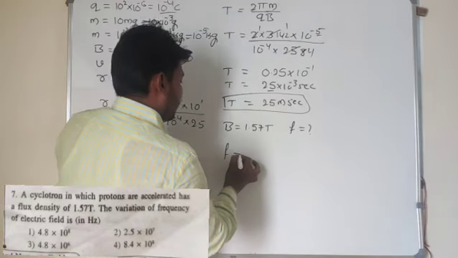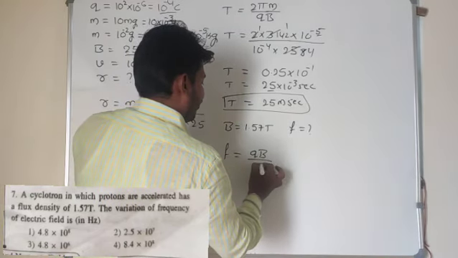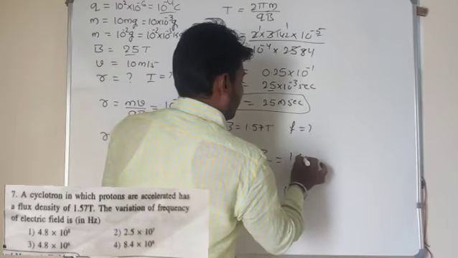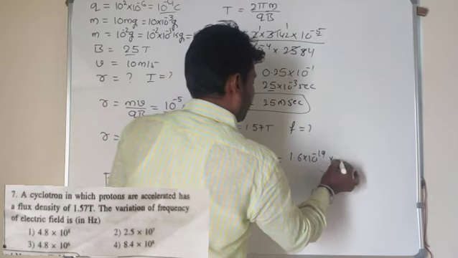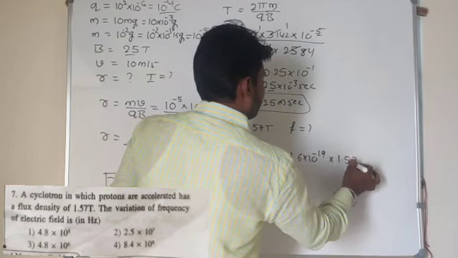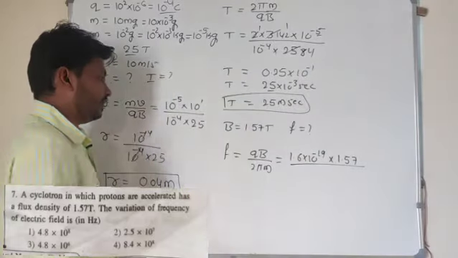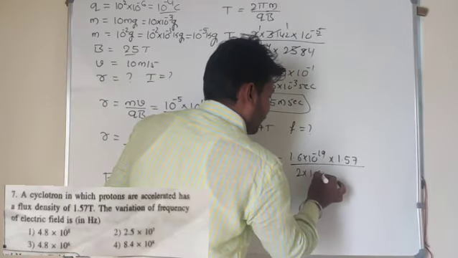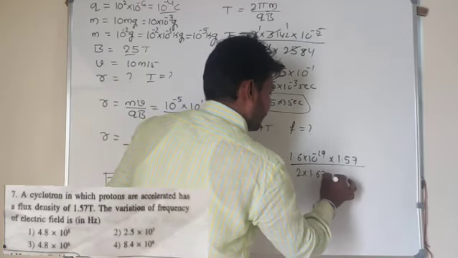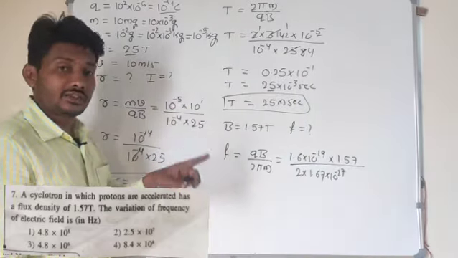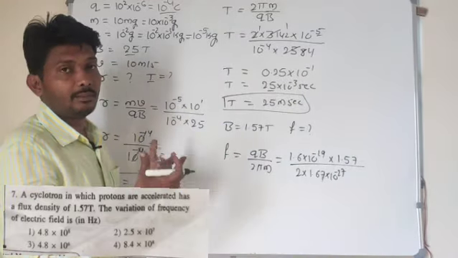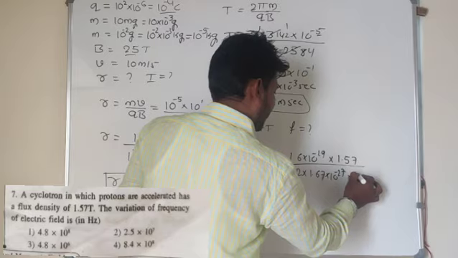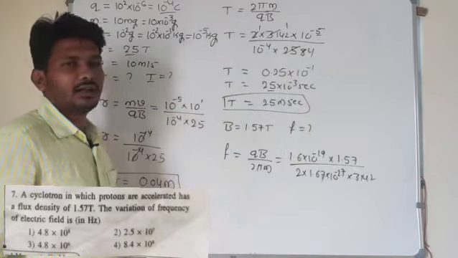I will take that equation. So that is qB divided by 2 pi m. Right. Charge on the proton is 1.6 into 10 to the power of minus 19. Here the magnetic field is 1.57, they mention. 2 into the mass of the proton, that is 1.67 into 10 to the power of minus 27, the standard value, whereas the mass of the electron is 9.1 into 10 to the power of minus 31. Okay, into pi, 3.142, right?